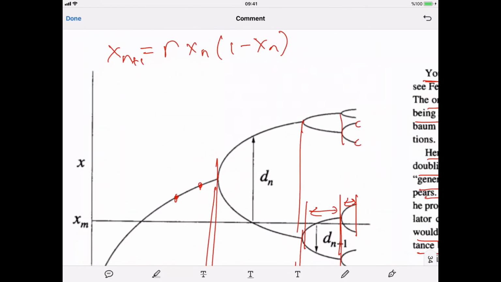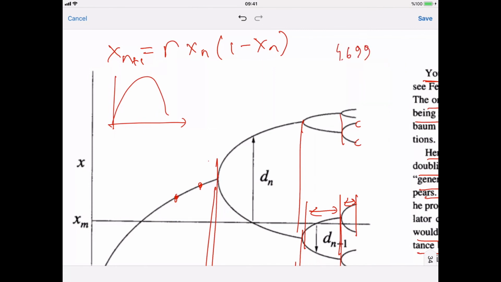Let me draw it here. So whatever function has a hump like this will result in bifurcation for a certain kind of parameter, and this number 4.669 will be the same. And actually Feigenbaum used renormalization to prove that this is the case.